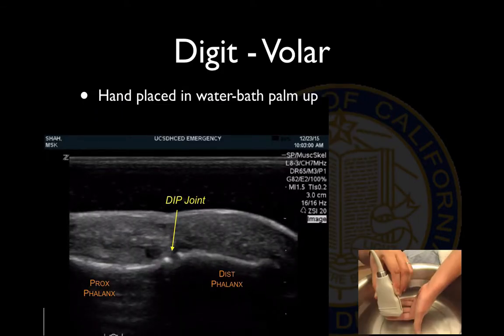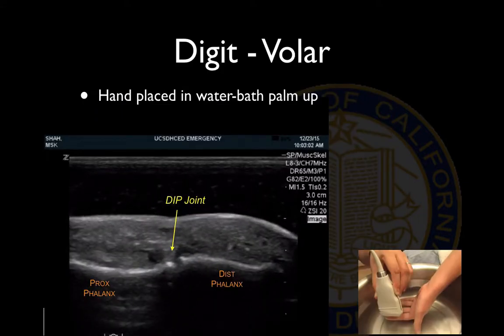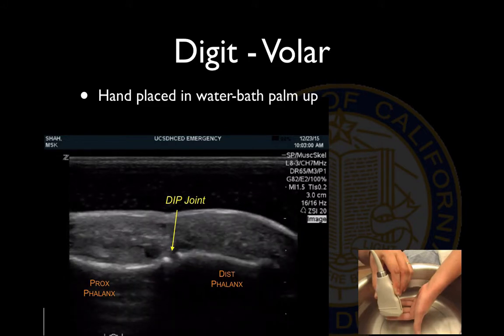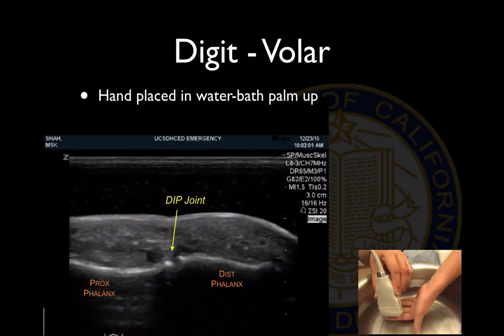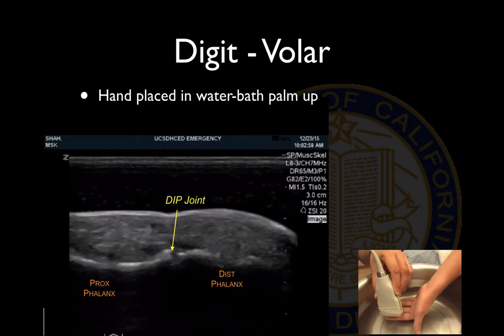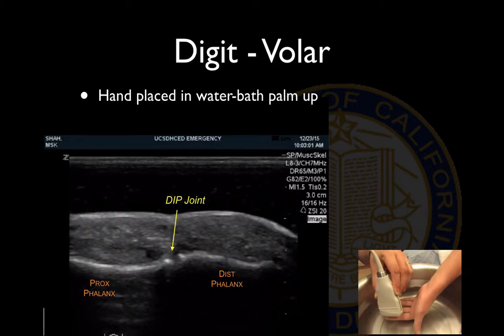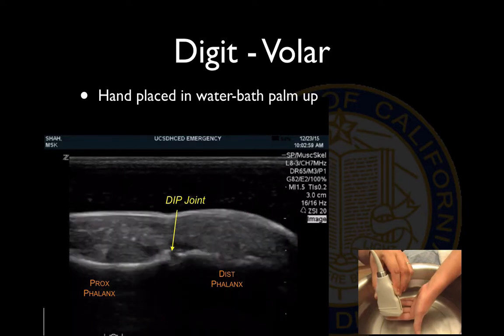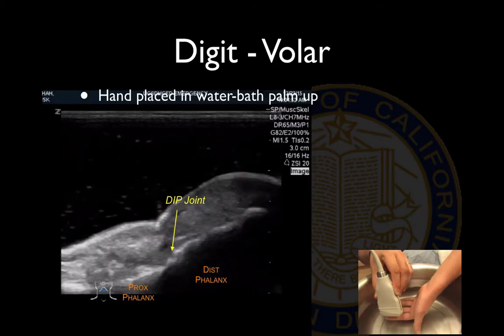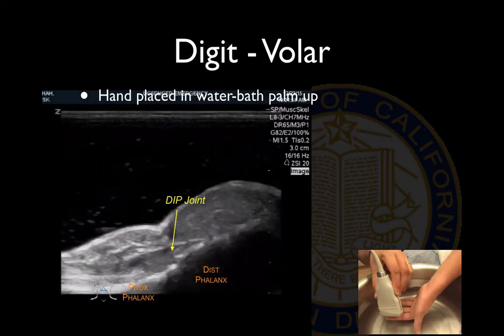Here is an example of a digit, the index finger in this case, being evaluated from the volar aspect. Notice that the distal portion of the digit is scanned and the DIP joint is easily identifiable. Here is the same digit now being flexed at the DIP joint.